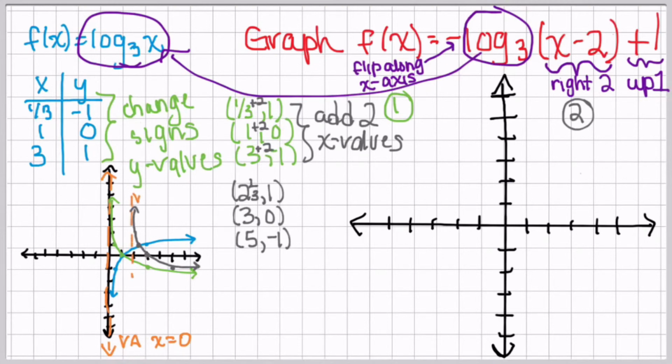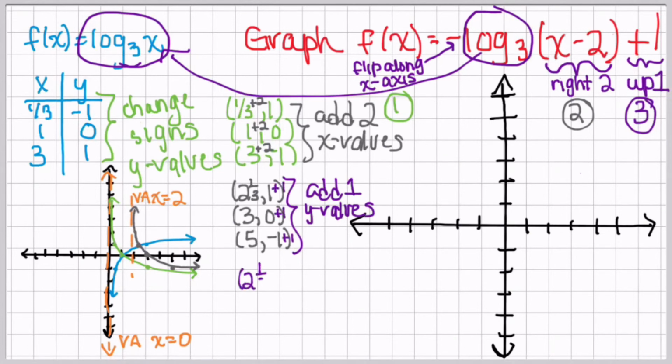Remember, a shift left or right does affect the vertical asymptote. So in this case, the vertical asymptote changes from x equals 0 to x equals 2. And now finally, we're going to apply the third transformation, the +1. So to shift the graph up 1 unit, we're going to add 1 to all the y values. And so we end up with our final 3 ordered pairs. So let's plot those points, keeping in mind that the vertical asymptote is now at x equals 2. And then we can finish our graph by connecting our points.